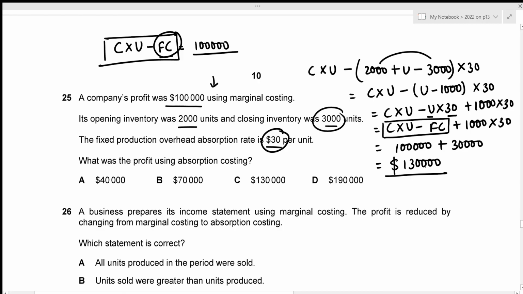This is the answer we're looking for, which is given in option C. So what we can conclude is that the profit under absorption costing will be higher if there is a higher closing inventory. Okay, this concludes question number 25. We can now move towards question number 26.